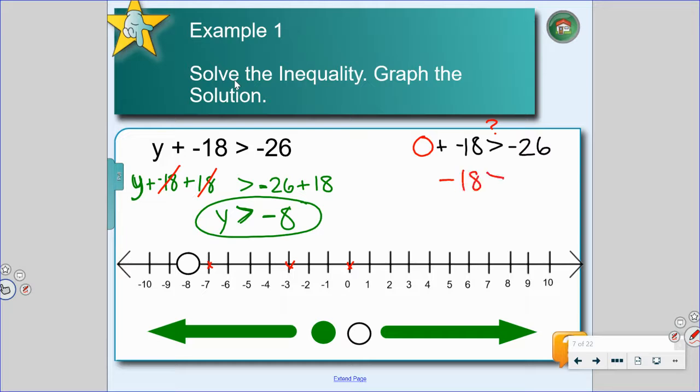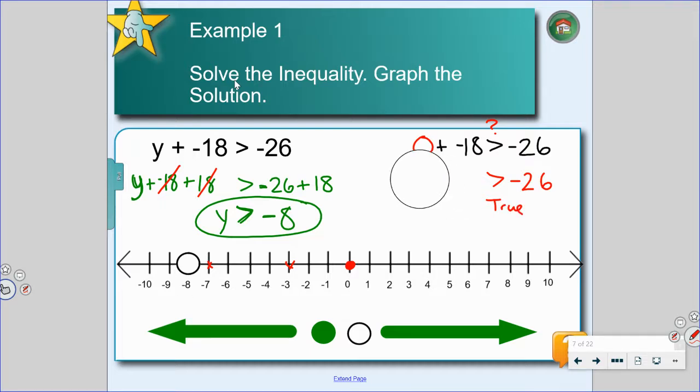Focus on your negatives, Mr. Callan. 0, negative 18. Is that greater than negative 26? Yes, it is, because that is larger. Neither one's good, right? Negative $18 is not good. Negative $26 is not good, but I'd rather have negative $18 than negative $26. This, ladies and gents, is a true statement.